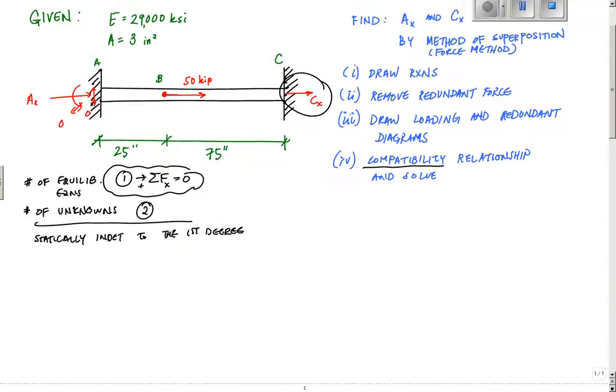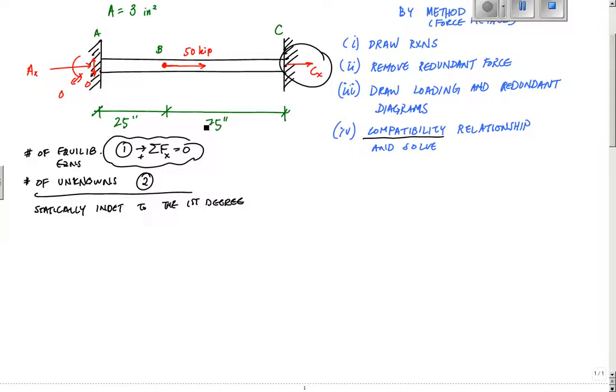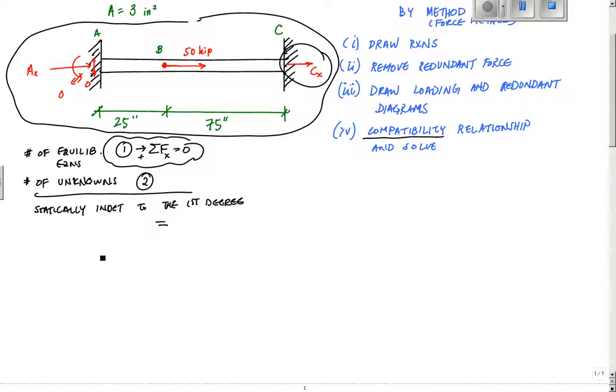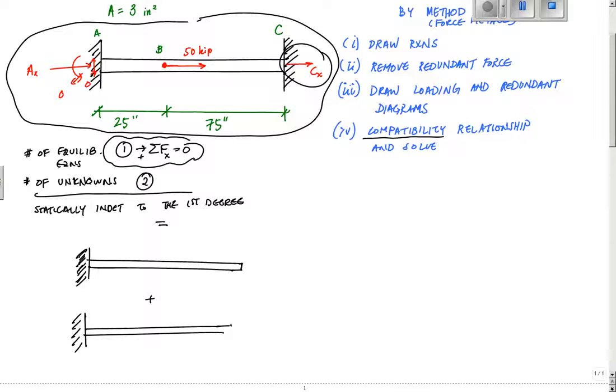By the method of superposition, I can say this whole thing is equal to this one, where I remove C_x. Essentially I have what looks like a cantilever, but with only axial loading, plus this other structure, this exact same looking deal, with C_x added on right here as a redundant.